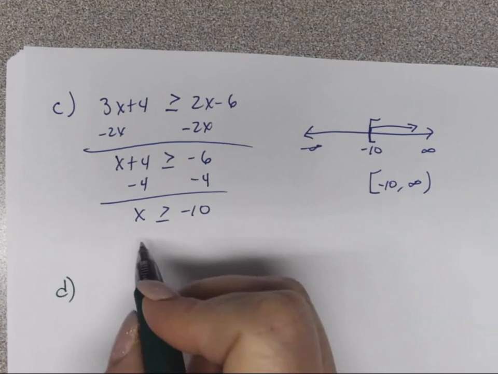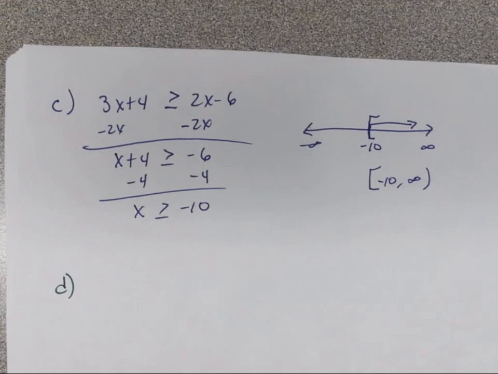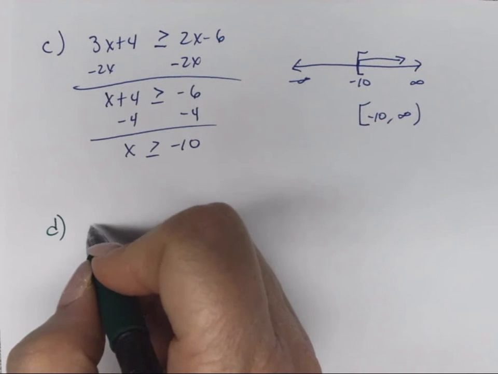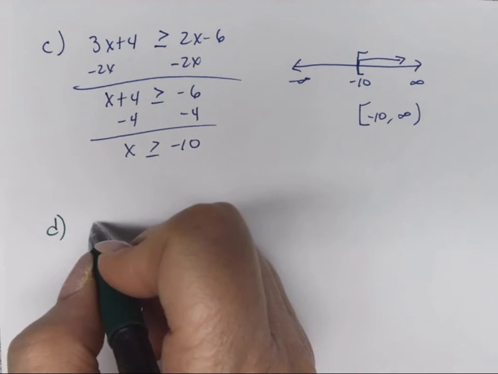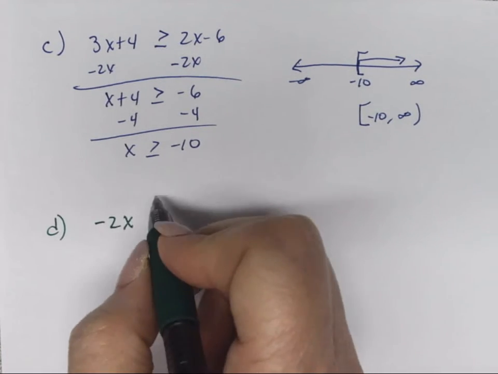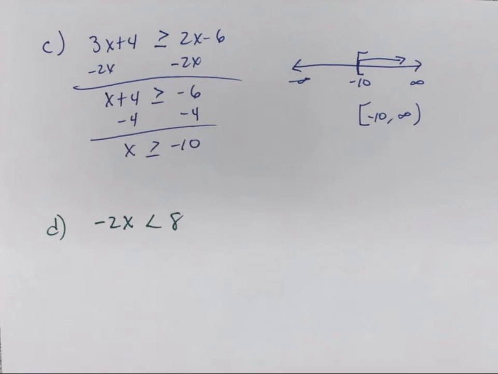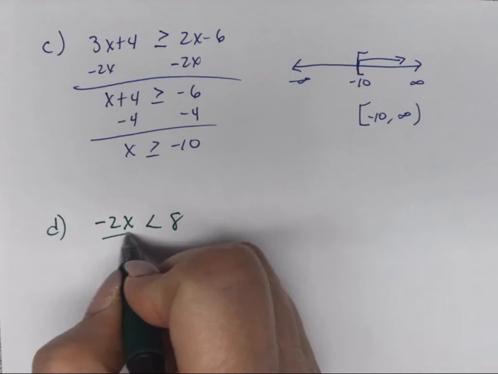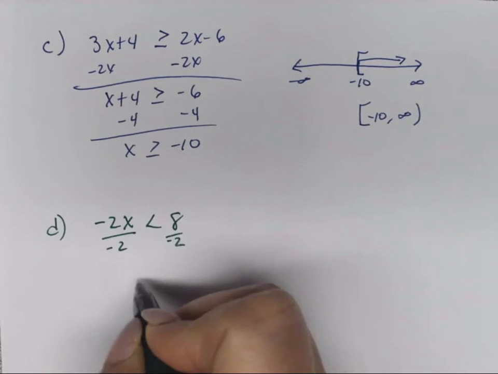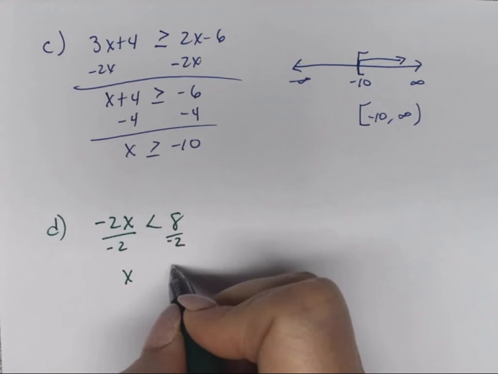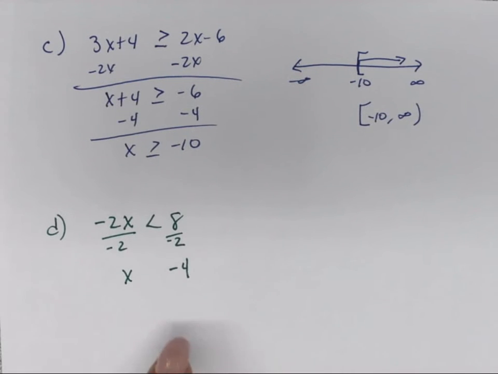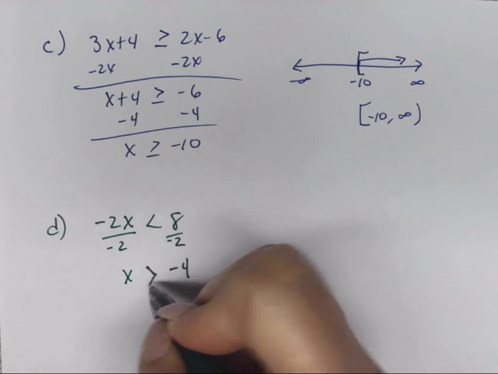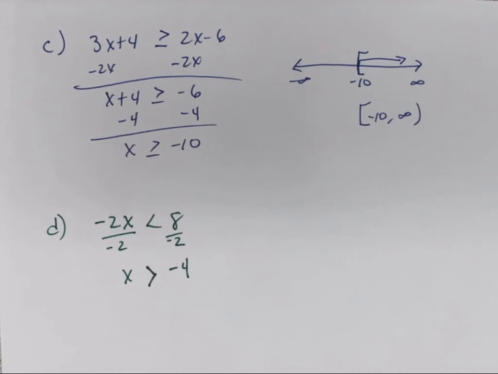And on this one, we're going to deal with that negative rule. When you multiply or divide, we can add and subtract across with negatives, but we cannot multiply or divide across the inequality. So this is the question we're starting with. I'm going to divide both sides by a negative 2. I end up with x, and over here I have negative 4. Because I divided by a negative, I have to flip the inequality. So it becomes x is greater than negative 4.